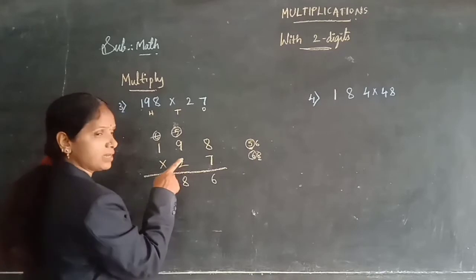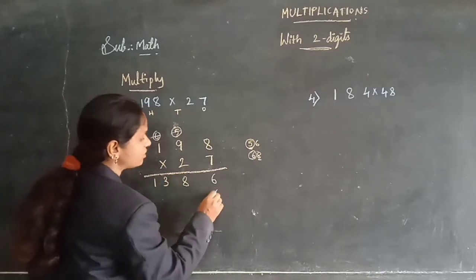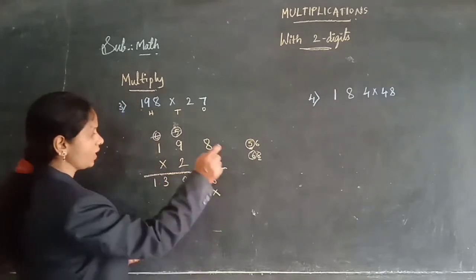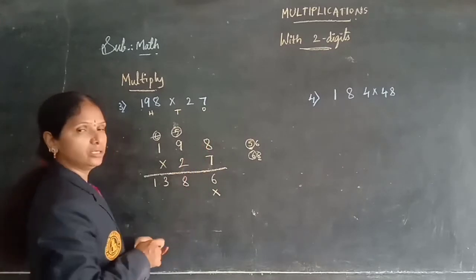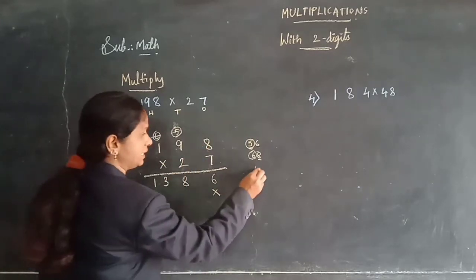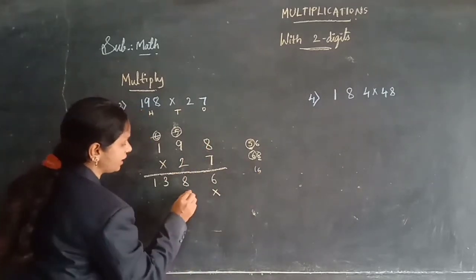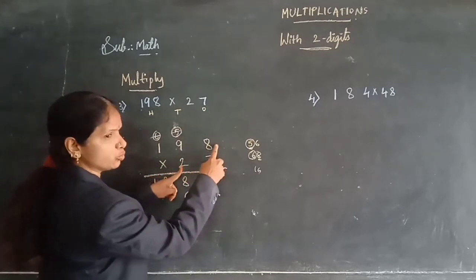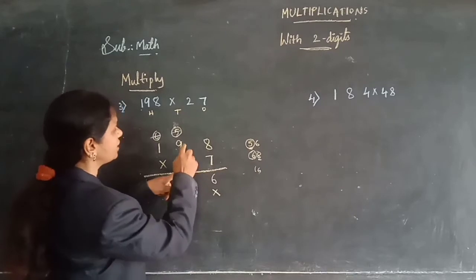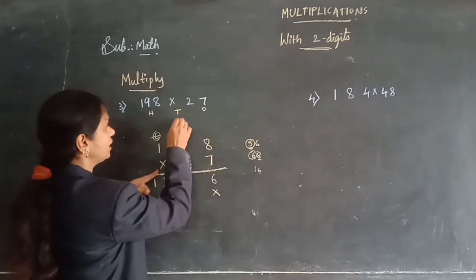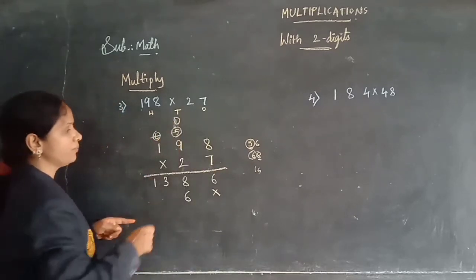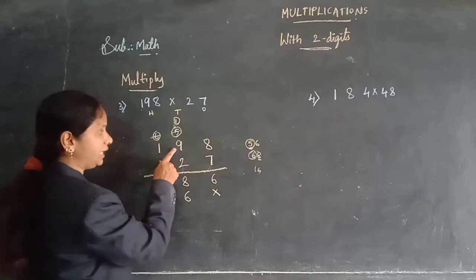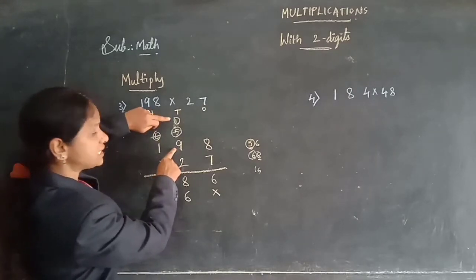Now I am multiplying by the 10th digit. So leave this ones place. Now 2 8s are 16. Again we can take a carry here: 6 and 1 carry. You have to take the carry on the before place, nothing but in tens. Okay. Now 2 9s are 18, and you need to add this carry.